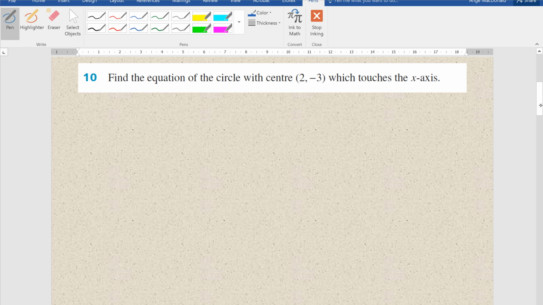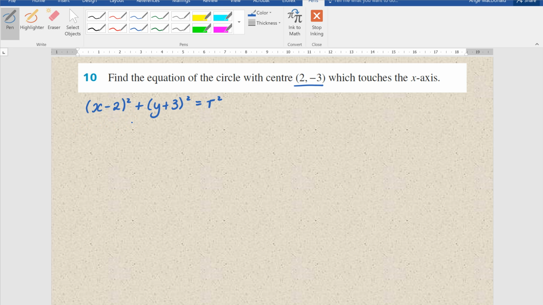Question 10. You should go and do number 9. Give it a go. Once again, pause the video. With this one, find the equation of the circle with centre (2, −3). So already we have this much: (x − 2)² + (y + 3)². Again, if this was a test or an assignment question, even if you don't know how to get the radius, do as much as you can, right? We want to give you marks, so put down as much as you can.